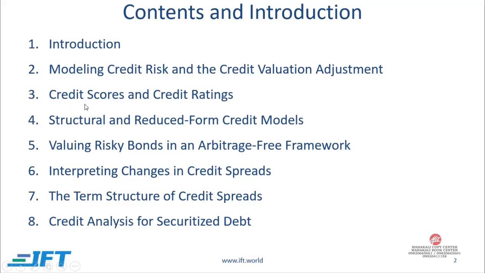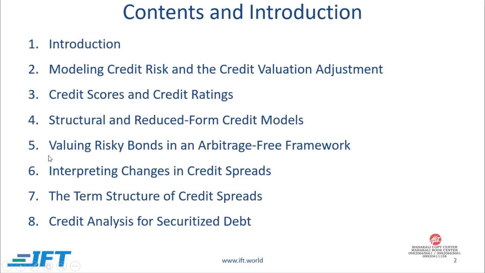Section 3 deals with credit scores and credit ratings. Here it's important to understand the distinction between the two. Section 4 gives a high-level overview of structural credit models and reduced form credit models. You need to understand the assumptions of these models. You need to also understand the strengths and weaknesses of these models.